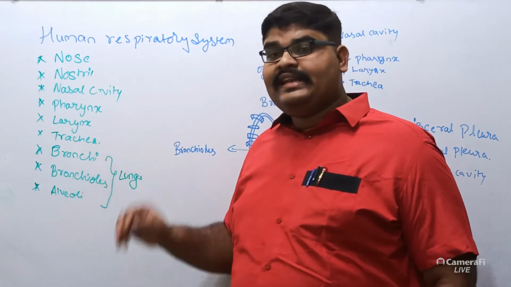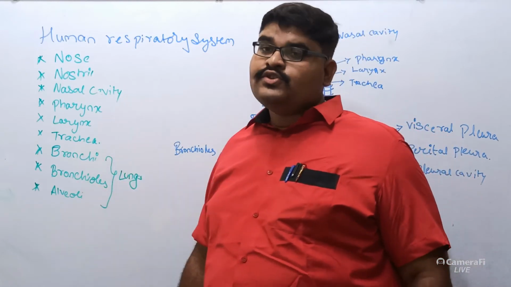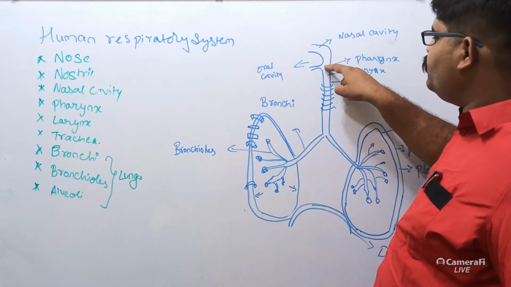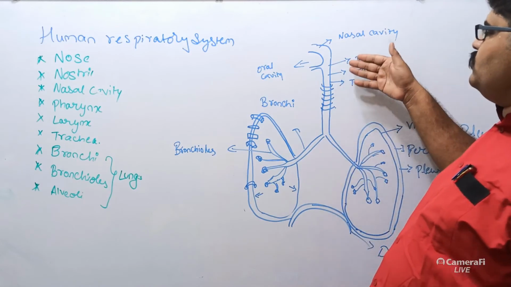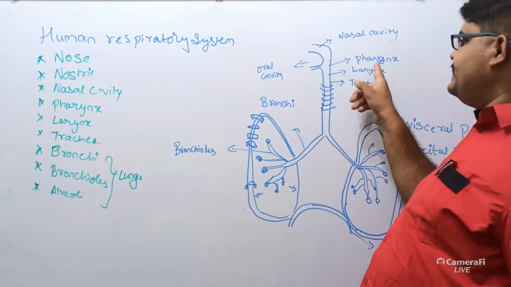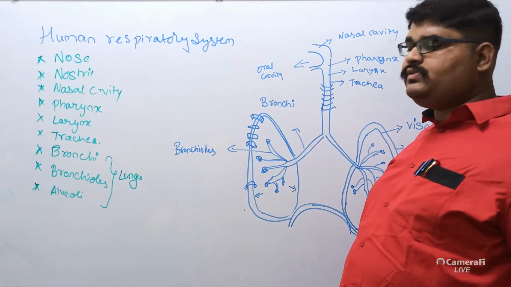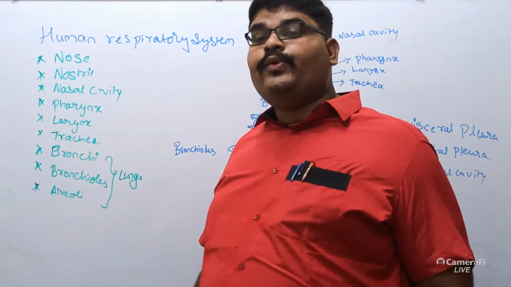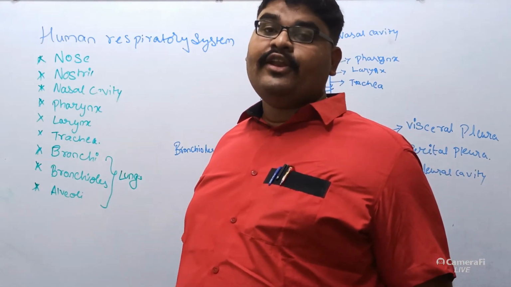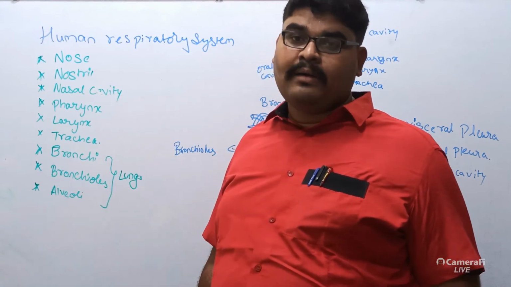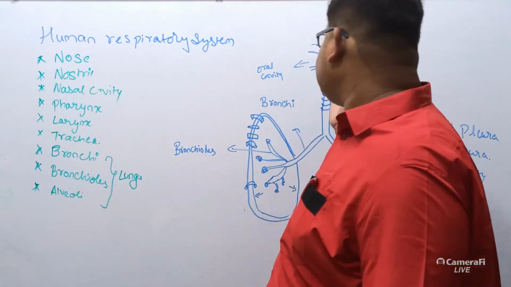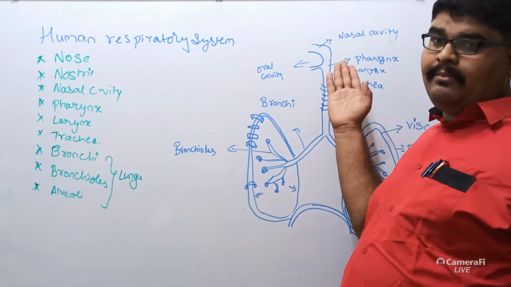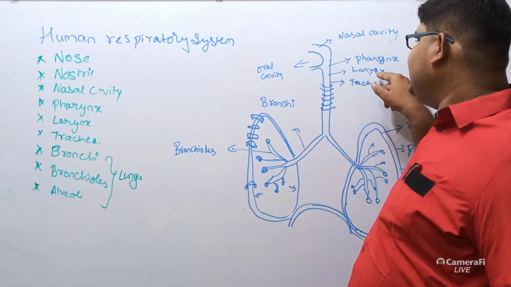Then coming to the next part, that is the pharynx. The pharynx is the common passage for both your food and air. When you are suffering with a blocked nose, you breathe in air through your mouth, and that is possible through this pharynx. Is that clear? Then after the pharynx, we have the larynx.